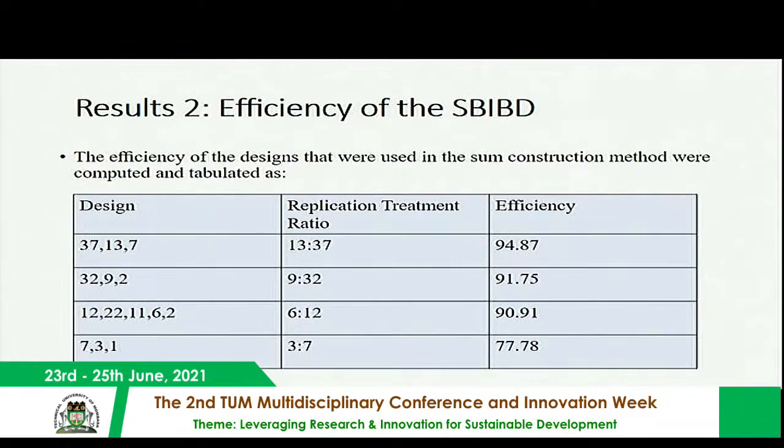Good. Now, the efficiency of the designs that were used, design 1, design 2, and other designs, were computed using that formula that I indicated. I need to uphold the citation that the formula was developed by somebody called Parvati, so we only used it to give the values. It is worth noting here that the efficiency of these designs is directly proportional to the replication treatment ratio. If you increase the replication treatment ratio, the efficiency will also increase.